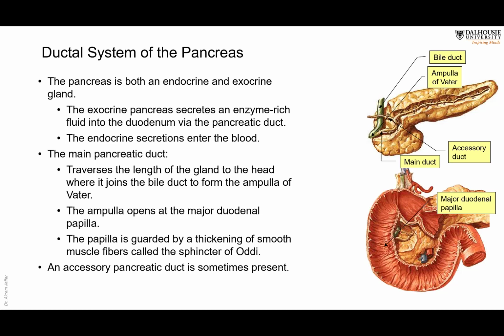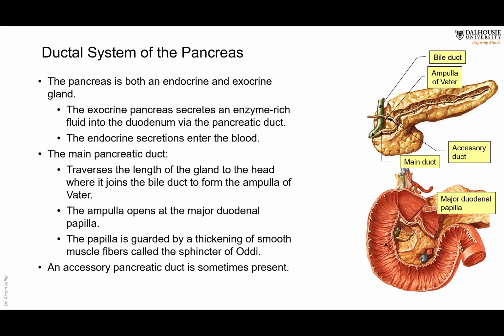And inside it, the exocrine part, exocrine means that the gland secretes into a duct and has local effects. Endocrine gland means the gland secretes into the blood, and so the hormones have far-reaching effects.